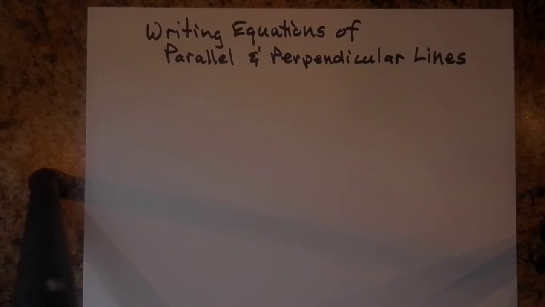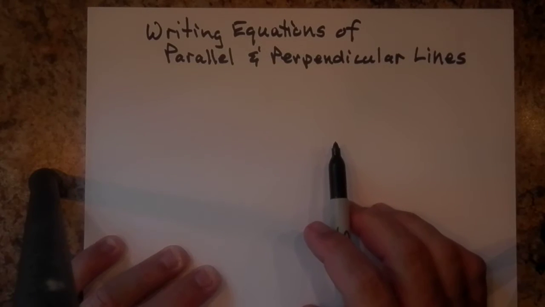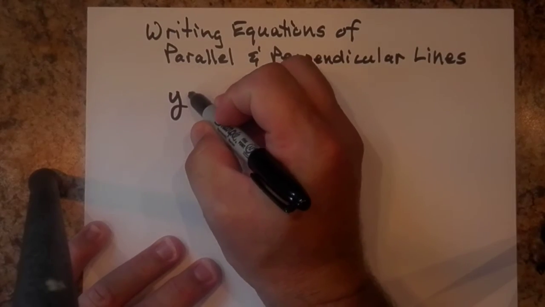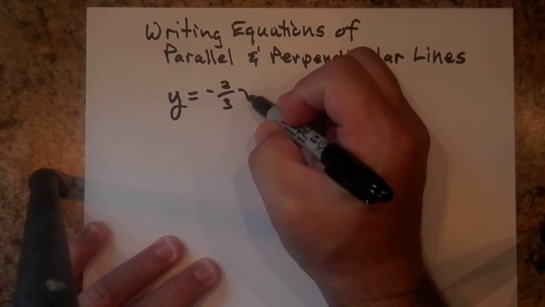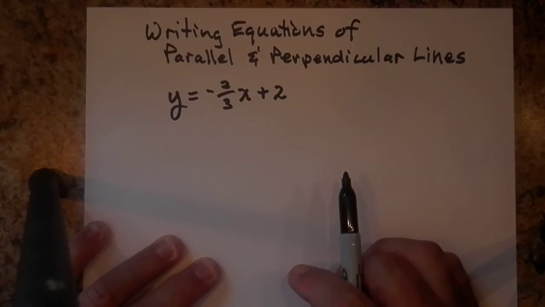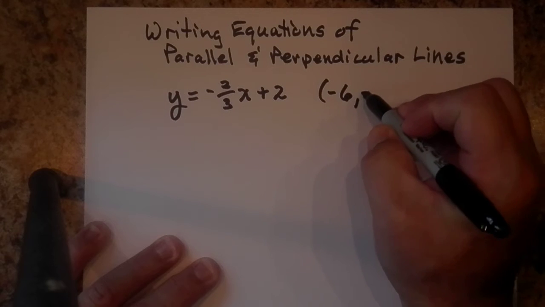Hello. In this video, I'm going to demonstrate writing equations of parallel and perpendicular lines. In the first example, I'm going to start with the equation y equals -2/3 x plus 2. I want to write the equation of a line that's parallel to this line, but goes through the point (-6, -3).